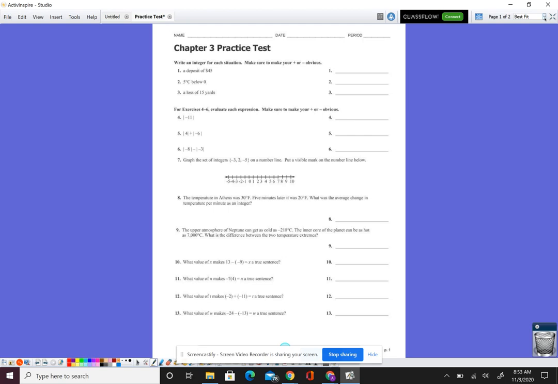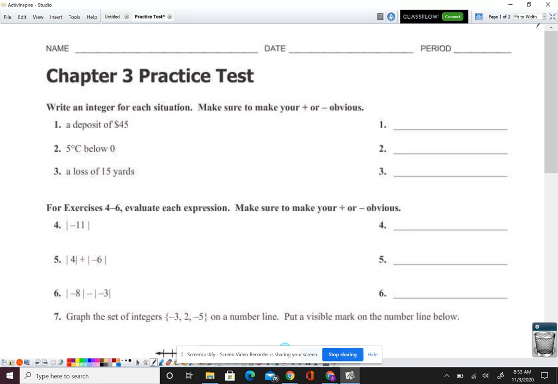Okay, so we are looking at the practice test here. And we're going to go through every question so that you have the correct answer. And so also, you can see, if I'm looking for work on the test, this is the type of work that I'm going to be looking for.